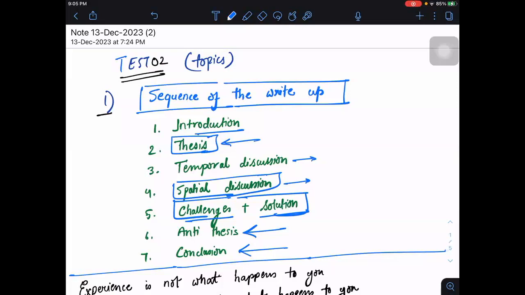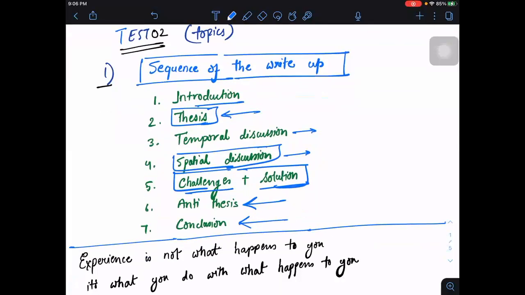Okay. So till the thesis, it was clear, right? Yes. Okay. So in temporal discussion, you need to pick topics from history. How the historical perspective is defining the essay topic. How the essay topic is supporting the historical happenings, right? For example, in this particular topic, which says experience is not what happens to you, it's what you do with what happens to you, right?